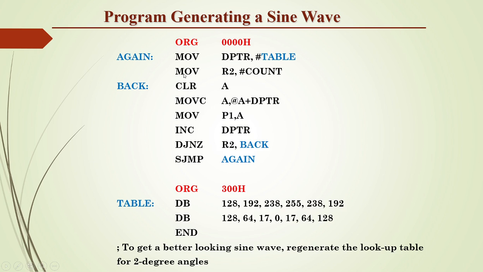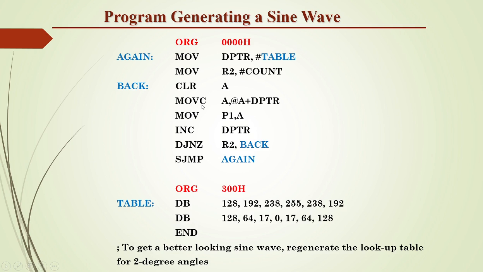Now the second instruction is MOV R2, #count. Here we are using R2 as a counter, and #count gives the total number of values available in this table, which is 13. So R2 will be loaded with the value 13. Now the next instruction is CLR A, that means clear accumulator. So we are making the content of accumulator equal to 0 using this instruction.